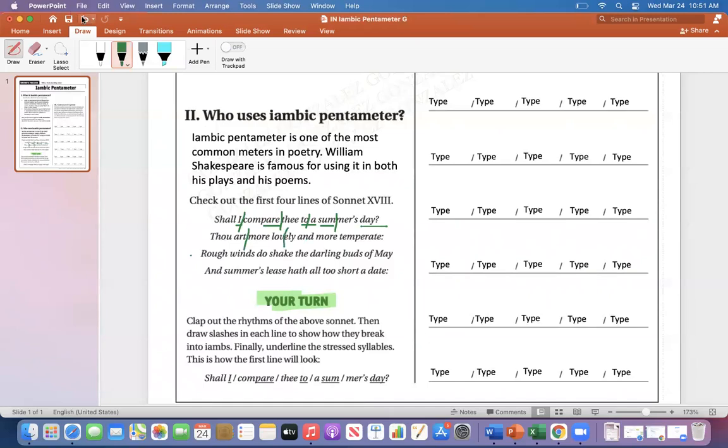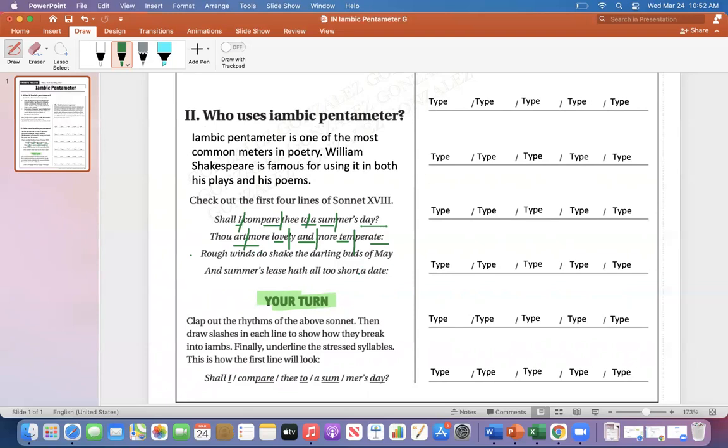Actually, let me undo that one. Thou art more lovely and more temperate. And then let's underline the emphasized one. Art, love, tem, and then et. And you're going to do the same thing with the last 2 lines. So in order to get full credit for this assignment, make sure that you do all 4 lines.